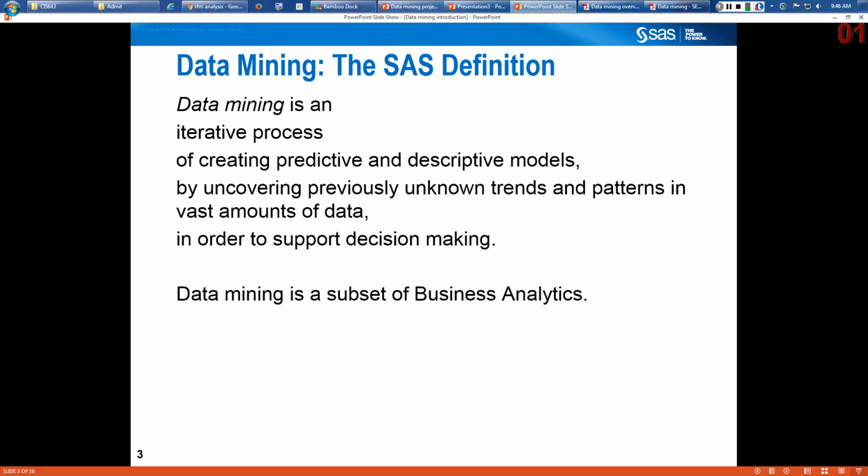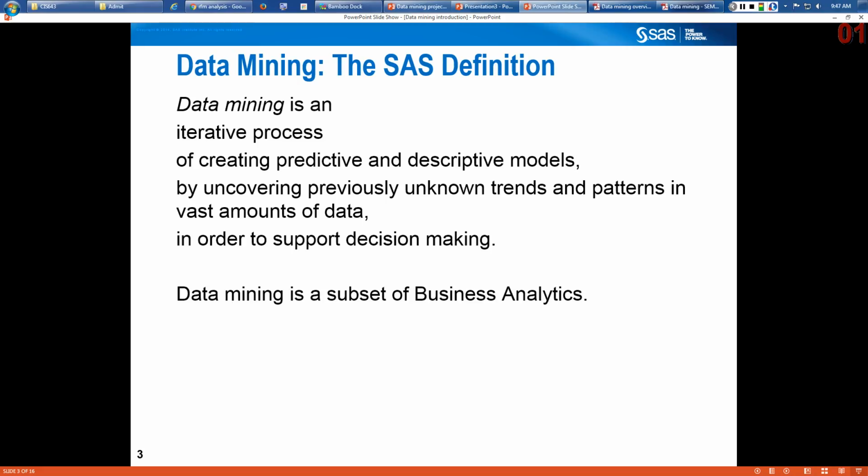And the idea is we want to create models, and these are predictive and descriptive models. Predictive models are used to predict values of target variables, and these models are built using existing data. There are tons of data available in organizations, and not all data get used, and so we want to try and use this data and uncover trends and patterns in the existing data.